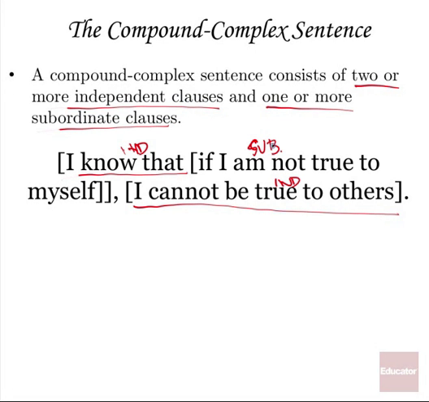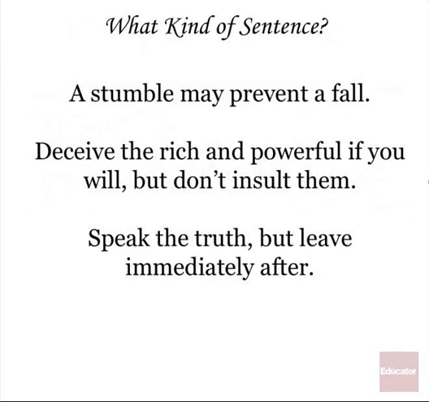So this is a compound complex sentence. You've got your independent clauses squished together like in a compound sentence, but you've also got this subordinate clause making it complex. Compound complex. Let's look at a few examples. Take a look at these sentences and see if you can figure out what type they are.